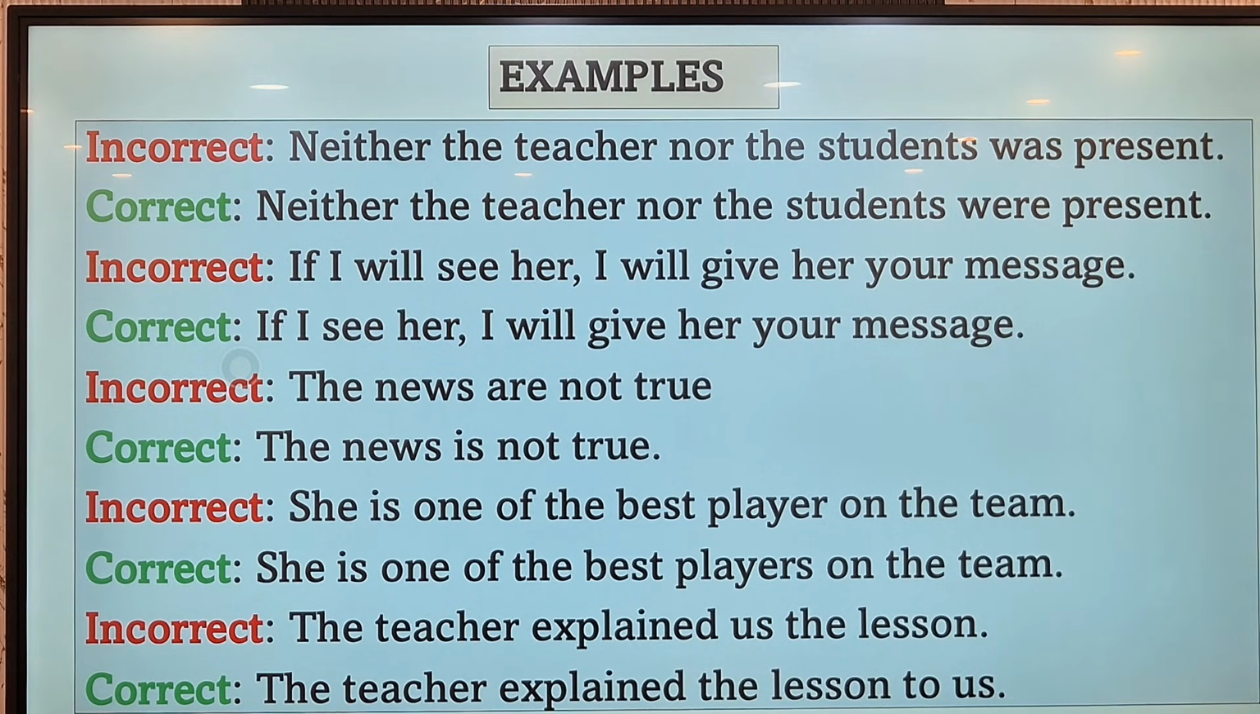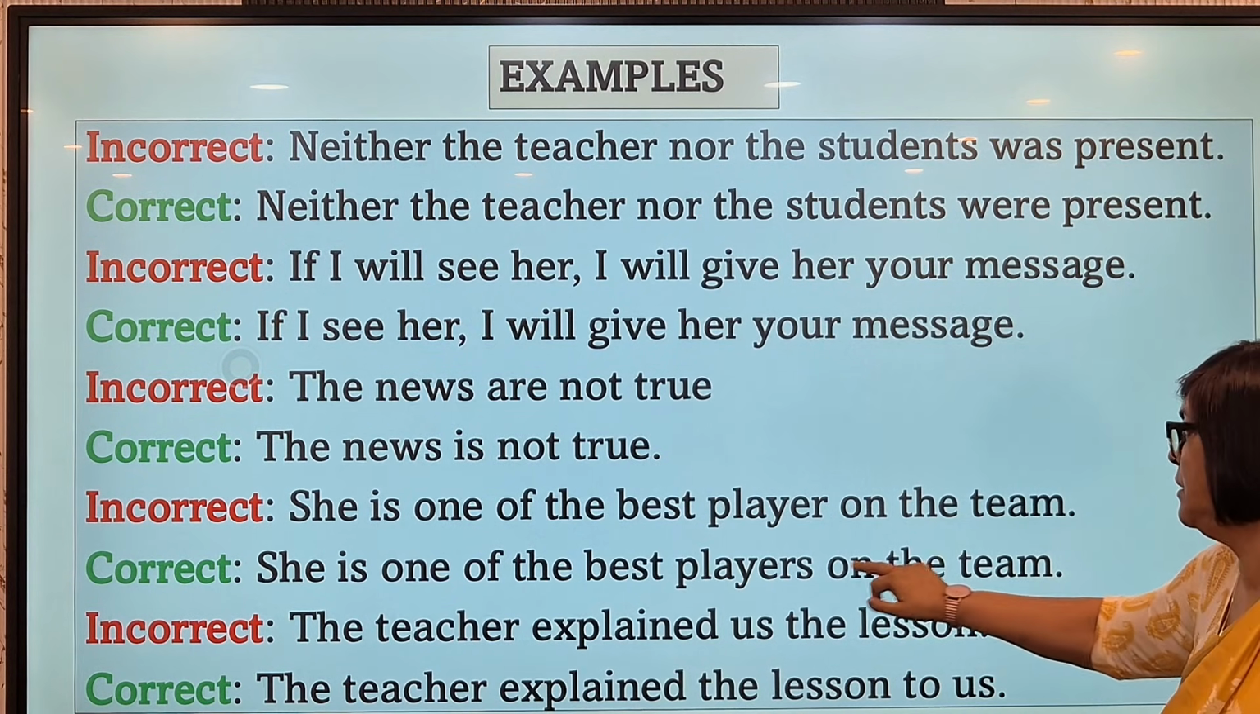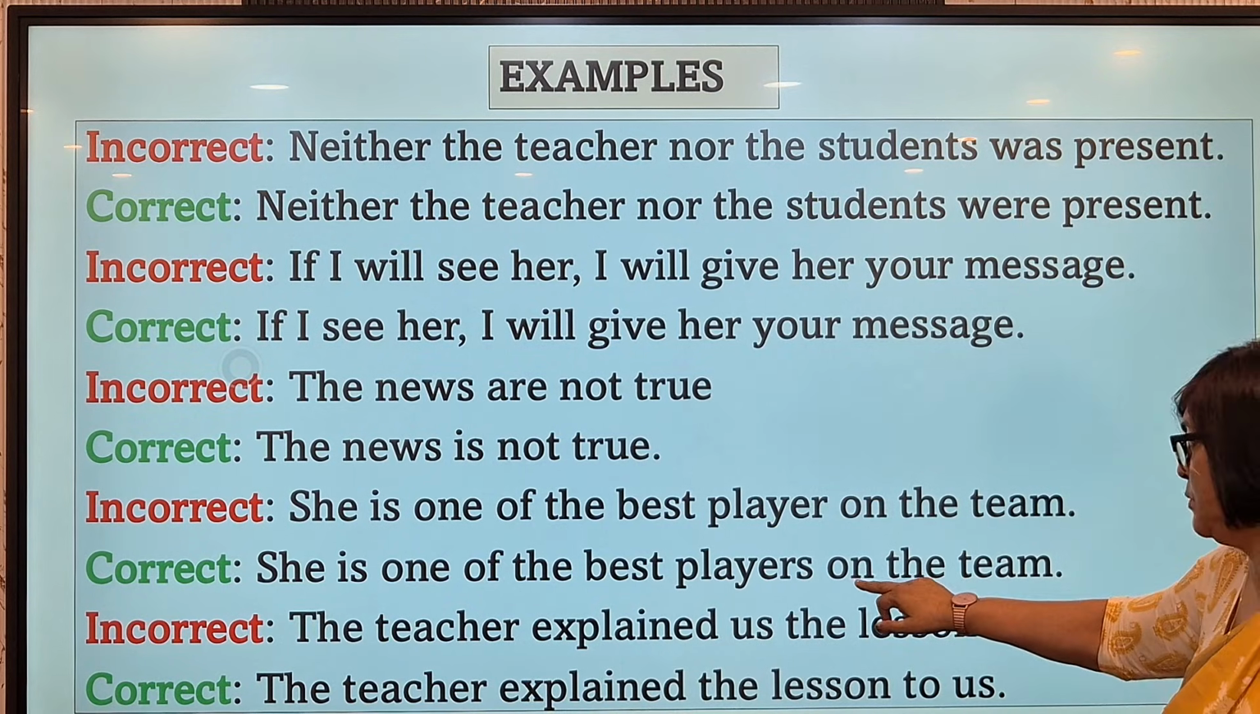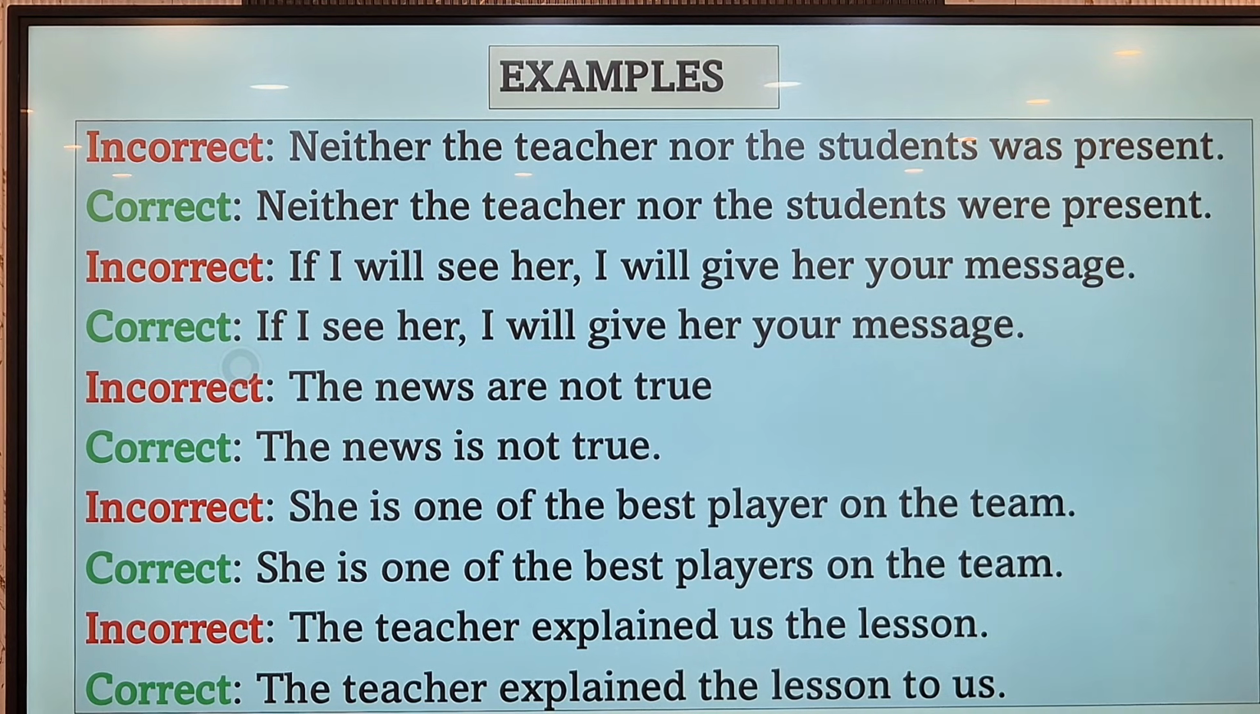"She is one of the best players on the team." It will be "She is one of the best players of the team." There has been a typing error. Students, please note this will be "of". And the next sentence is "The teacher explained us the lesson." The correct one is "The teacher explained the lesson to us."